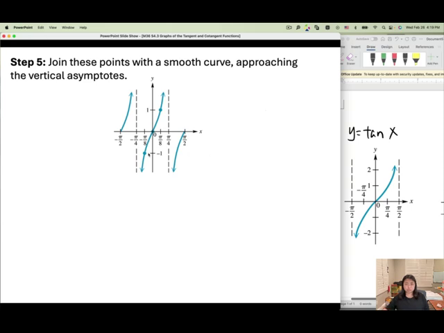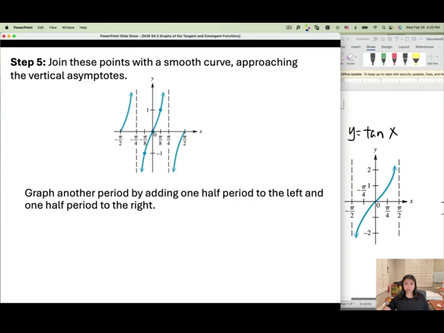Okay, this is going to be your picture. Now you do have these 5 points. You know these 2 lines will be the vertical asymptotes. And then the negative pi over 8 and pi over 8, that will be the same idea with these 2 points. So it should be 1 and negative 1. And then you know the tangent curve is going to be increasing from left to right. Graph another period by adding 1/2 period to the left and 1/2 period to the right, or you could just add up the 1 whole period here.